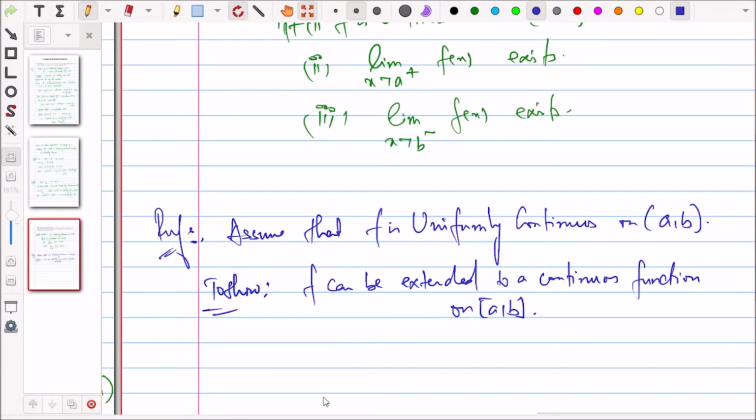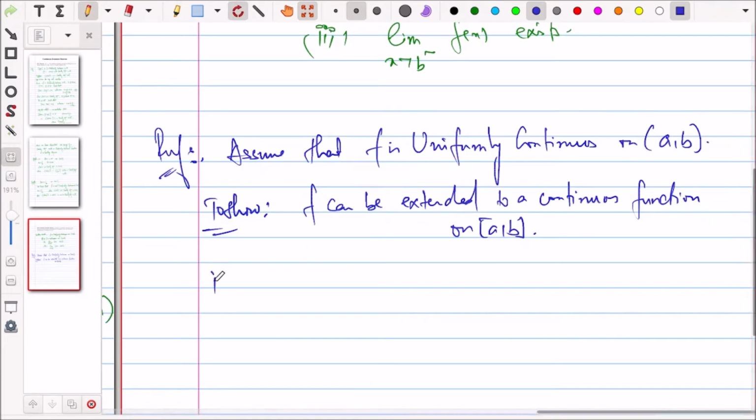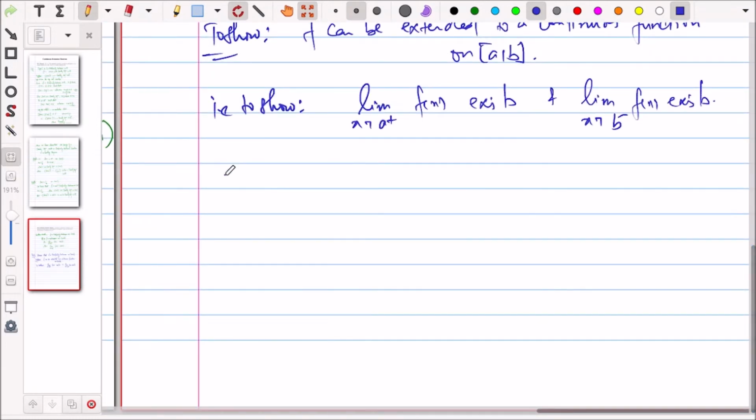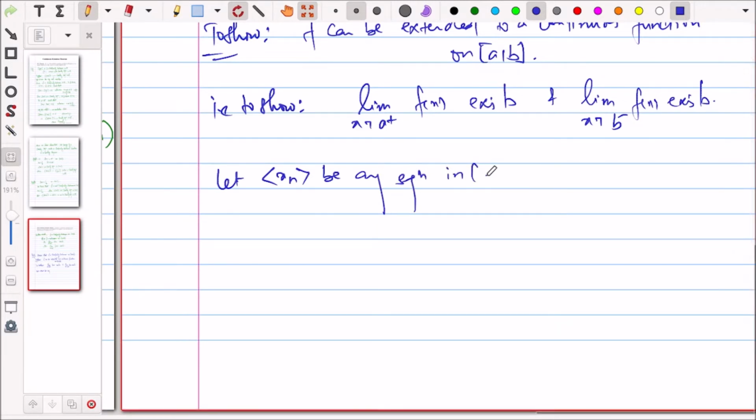So for that, what we will do, that is to show the limit as x tends to a positive of f(x) exists and the limit as x tends to b negative of f(x) exists. So for this we will show that this limit exists and equals some real number L. We will just prove the existence of this, and the other can be proved on similar lines. So let x_n be, we will use the sequential criteria to show that this limit exists. So let x_n be any sequence in (a, b) converging to a.